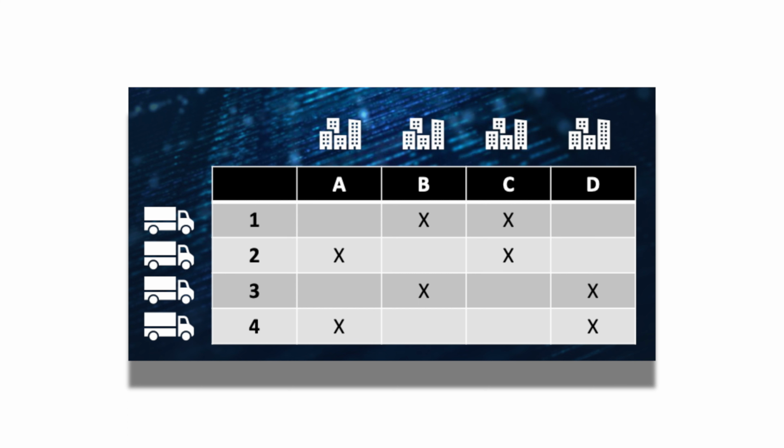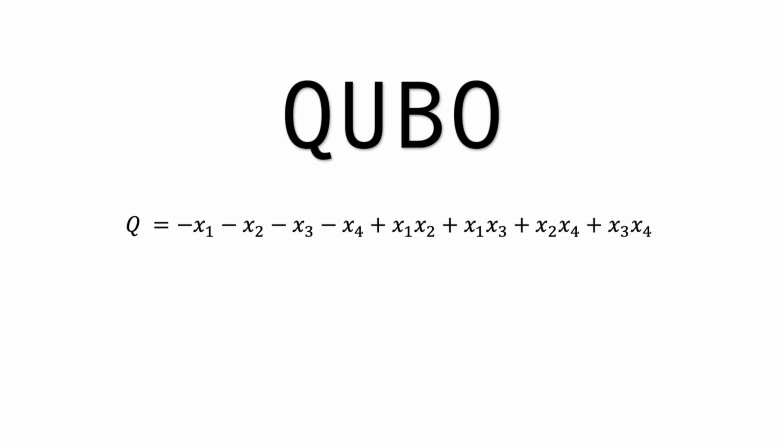Which trucks should be used for deliveries? We want to use as few trucks as possible to be efficient. This problem can be modeled as a BQM. Here is a BQM with 0, 1 values, or a QUBO model that describes our problem. For more information on how to create a QUBO from a word problem, check out our problem formulation guide that's linked in the video description.